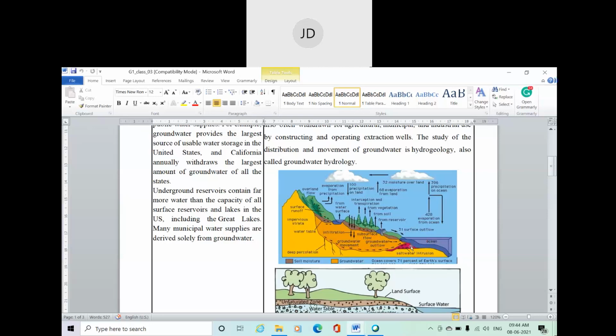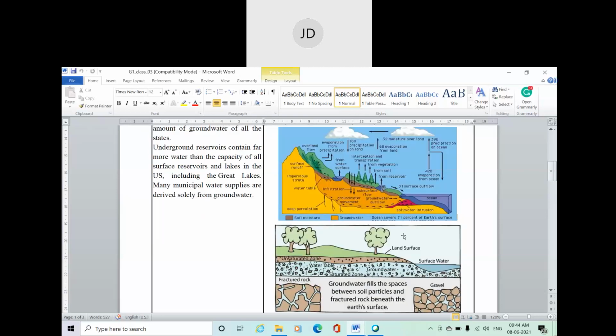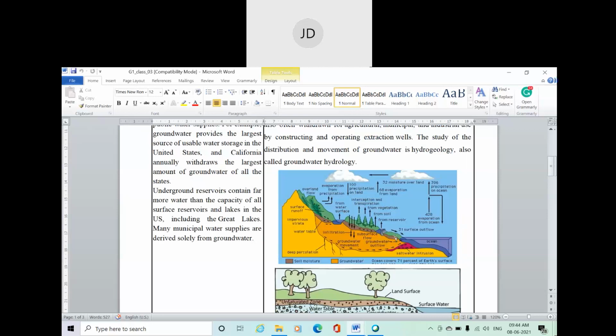The groundwater also finally reaches the ocean, like from seepage. Sometimes groundwater also comes out of the ground as spring water. So basically this is the basic hydrological cycle of rainfall. These things I think are known to you.